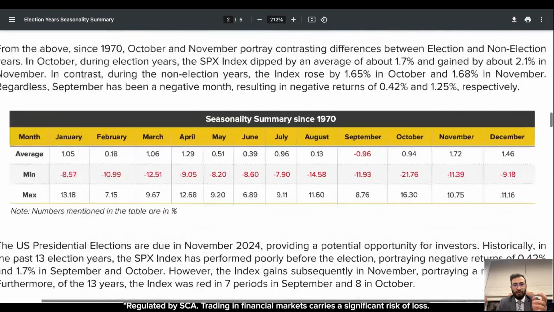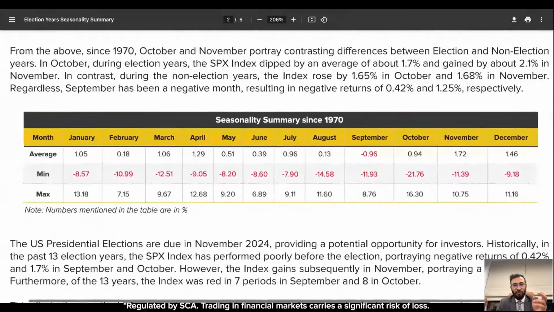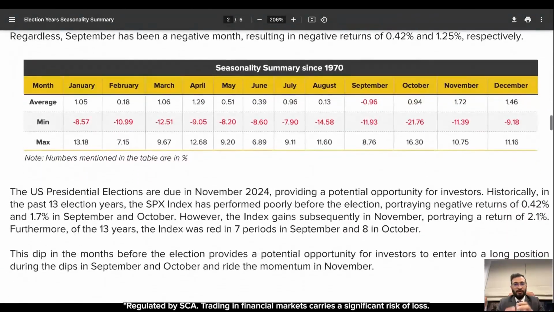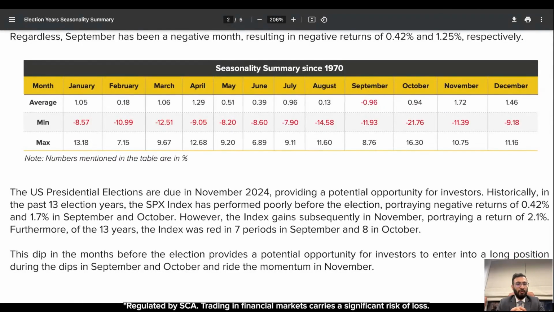Now, look at this. I'm showing you the seasonality chart over here. Seasonality summary since 1970. On the left column, you see the average returns, the maximum return and the minimum return, and the horizontal axis shows the months. Month on month, September since 1970, on average, has given a 0.96% decline. The maximum loss we have seen is 11.9%, and the maximum profit has been around 8.76%.